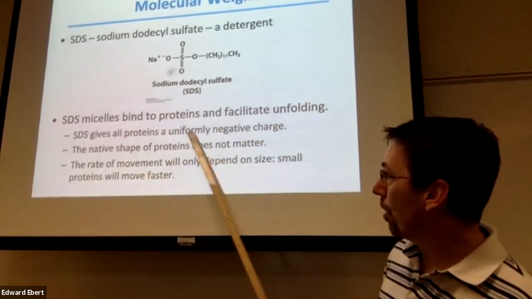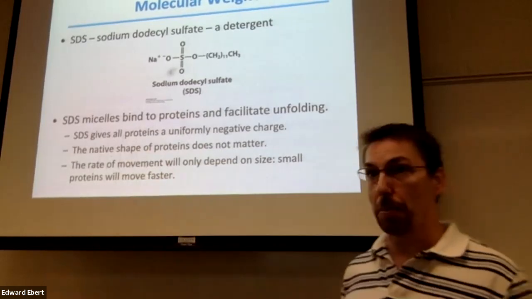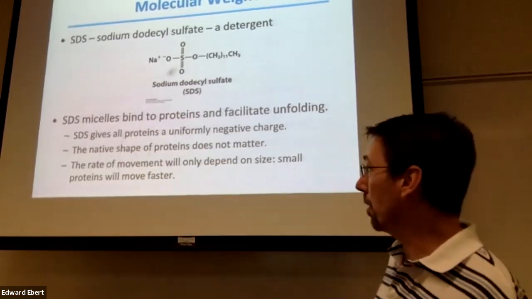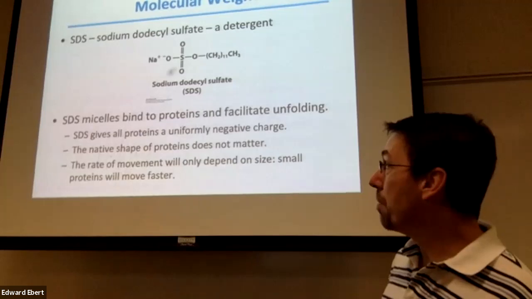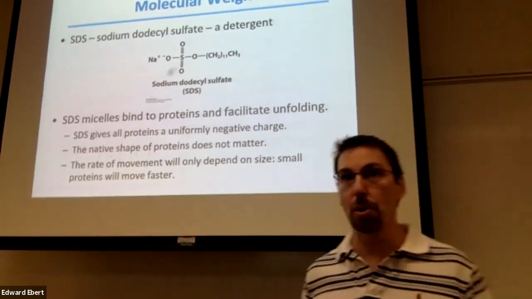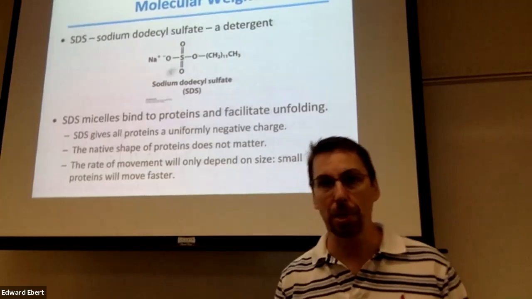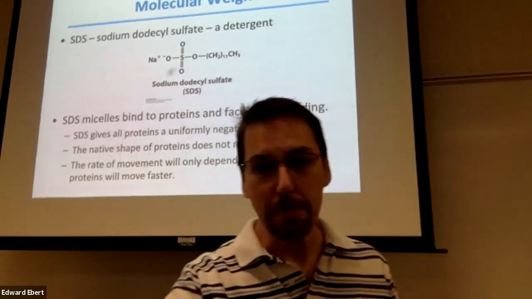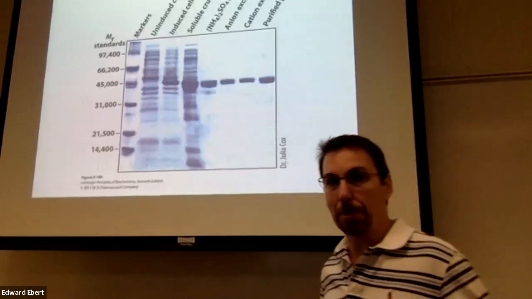Okay? So we'll have this uniform negative charge. The bigger the protein is, the bigger the negative charge it'll have. The shape won't matter. So our rate of movement will only depend on size. Small proteins will move faster, large proteins will move slower. Right? And we'll end up with maybe something that looks like this.